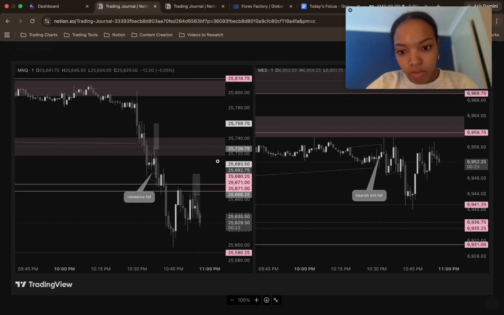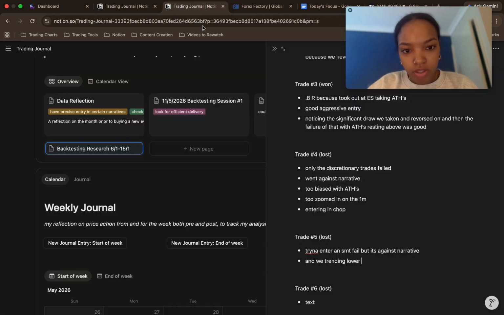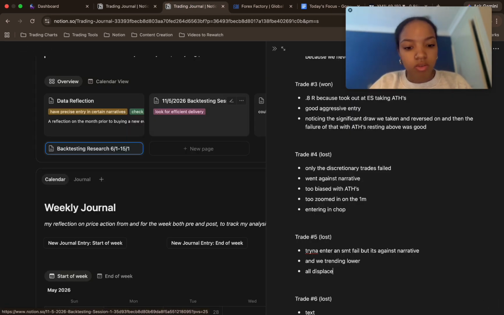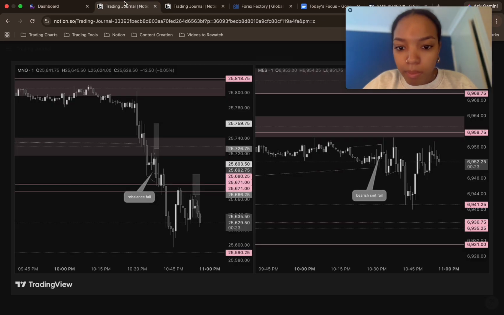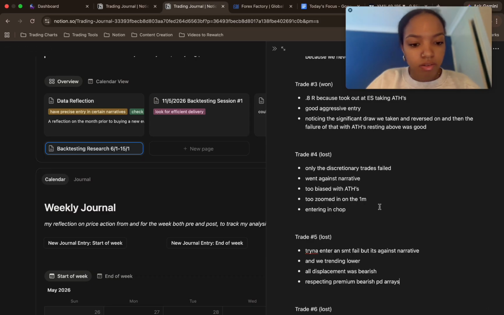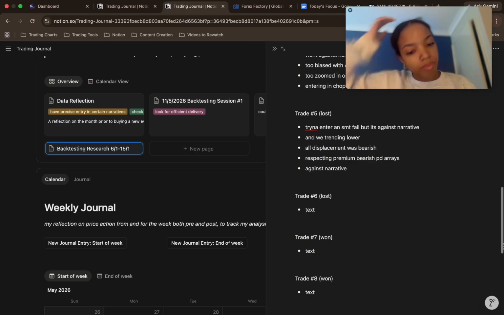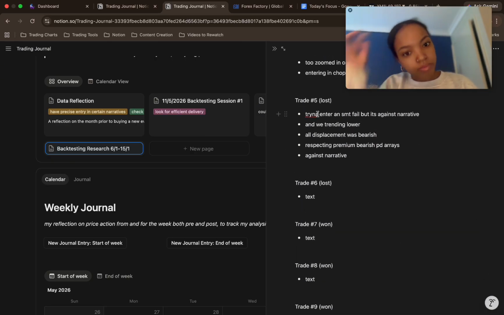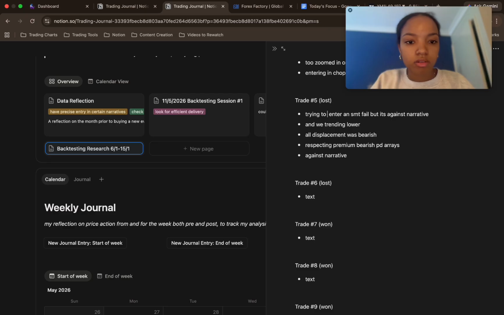All displacement candles were bearish. I'm respecting premium bearish PDRs. And we're just against narrative. Like, there's really nothing more to say other than we're against narrative. I think the next loss will be better, because this was a non-permissible day.